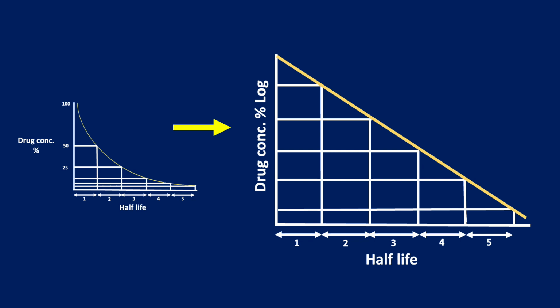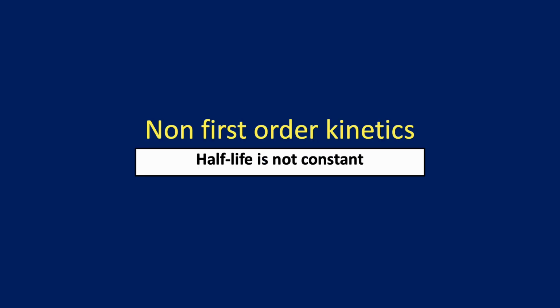If we now change the original graph to a semi-logarithmic scale on the y-axis, this produces a linear graph, highlighting the concentration is reducing at a predictable linear rate. Remember, for non-first order kinetics, half-life is not constant.